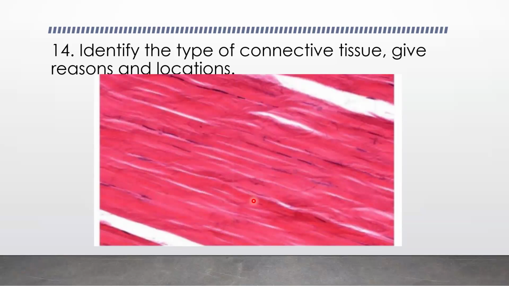At this point, I'd like us to appreciate what this is. This is dense regular connective tissue, a characteristic of tendons, ligaments, and aponeurosis. I had seen this earlier, so I won't delve much into it.